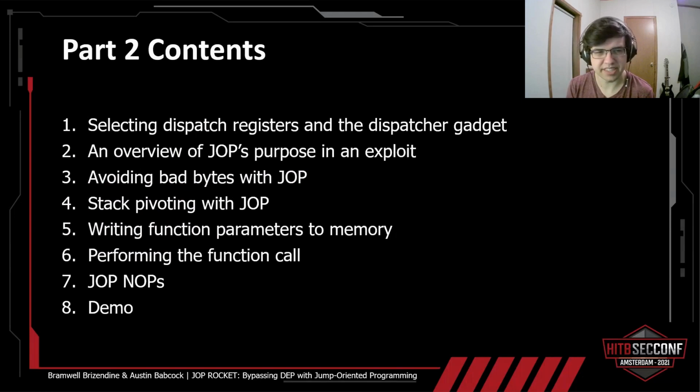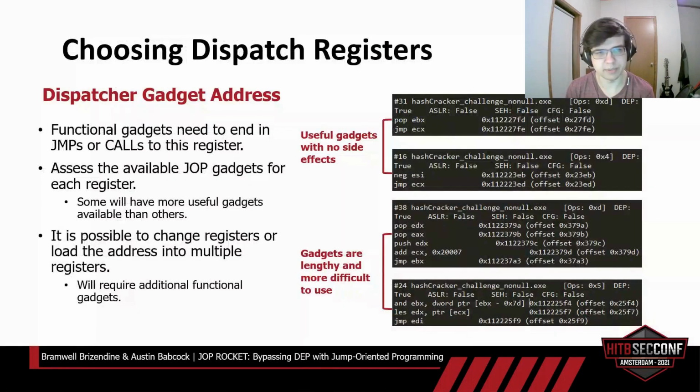First, we're going to talk about selecting our dispatch registers and our dispatcher gadget. We'll talk about JOP's purpose in an exploit. We'll talk about different things JOP is able to do, like avoiding bad bytes, stack pivoting, writing function parameters to memory, performing function calls. We'll also talk about JOP NOPs, and then we'll show our demo exploit.